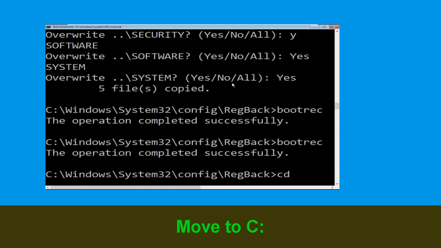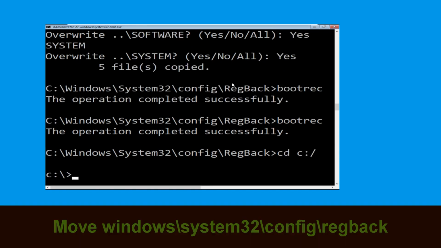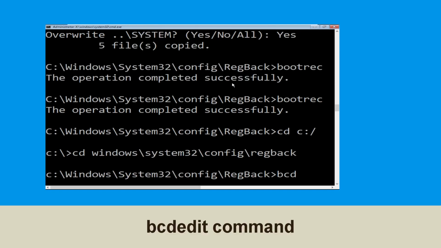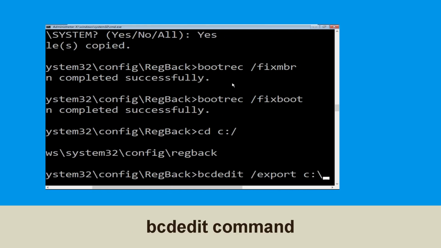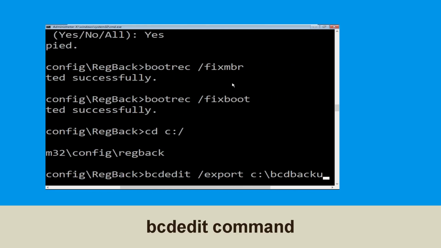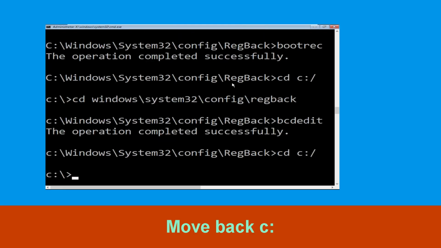Now type cd space c: / and simply hit enter. Now type cd space windows /system32 /config /regback and hit enter to execute. Now type this command: bcdedit space /export space c: /bcd backup and hit enter. Type cd space c: / and hit enter.